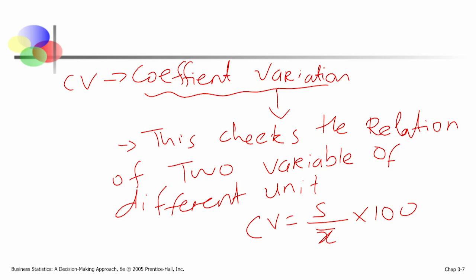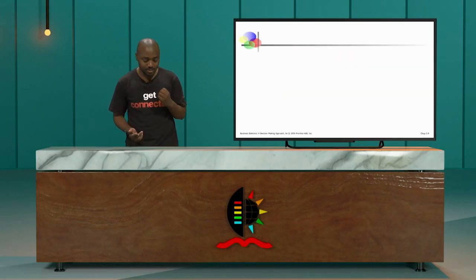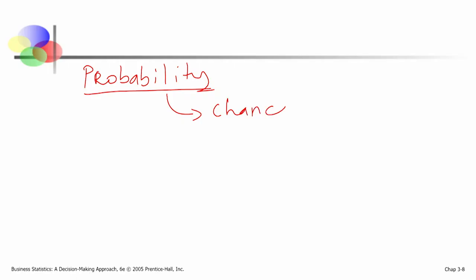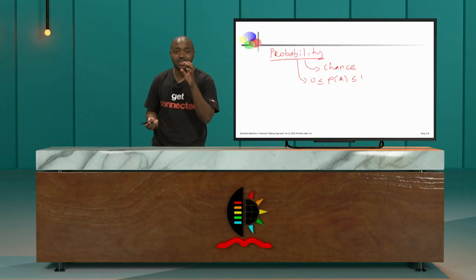Okay. Now, if you understand this, let's talk the language of probability. What is probability? Probability is chance. It is the chance of something of interest happening, right? Now, probability is a value between 0 and 1. If that's the case, that means a percentage is also a probability, because a percentage is a value between 0 and 1, okay?